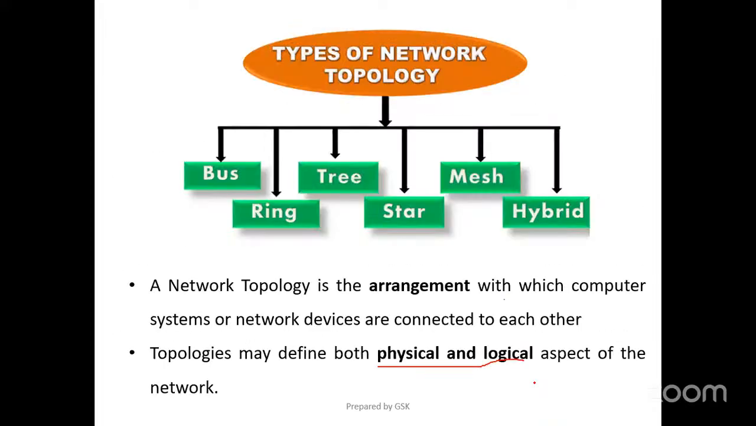And we have different types of topologies. Very famous topologies are bus topology, ring topology, tree topology, star topology, mesh, and hybrid topologies. These are the different types of topologies, depending on how we arrange the cables and how the devices are arranged. Depending on that, we have six types of topologies. Let us discuss these six topologies one by one.